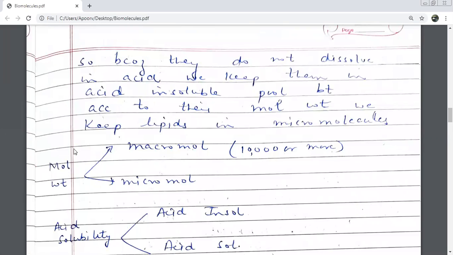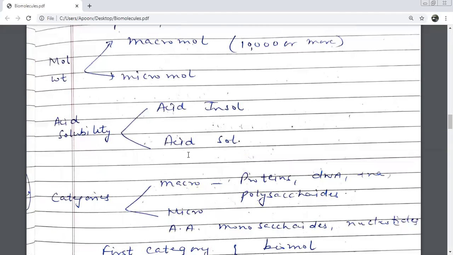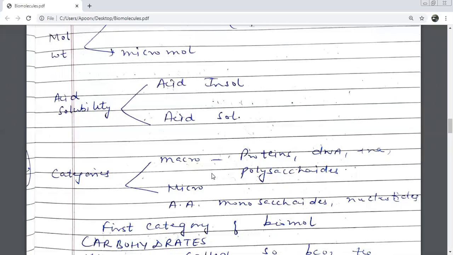Come to this now. On the basis of molecular weight, we have already classified the molecules into macromolecules and micromolecules. The ones with higher molecular weight, what are we going to call them? Macromolecules. And the ones with less molecular weight, we call micromolecules. On the basis of acid solubility, again we have 2 categories, acid insoluble and acid soluble. Which acid did I use? Trichloroacetic acid. And then we got 2 main categories, macromolecules and micromolecules.